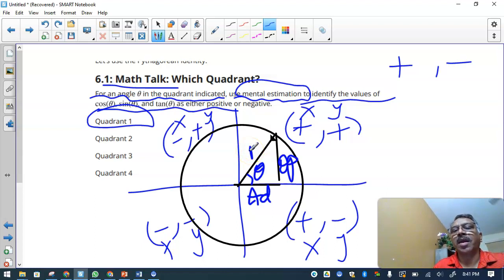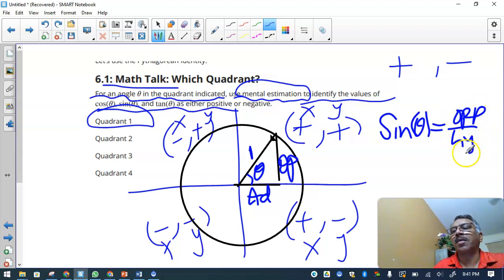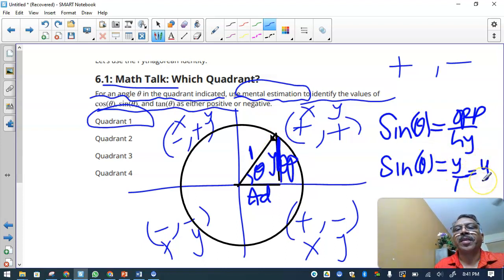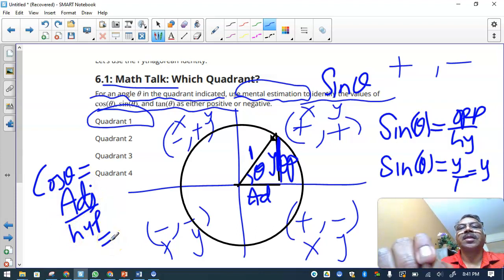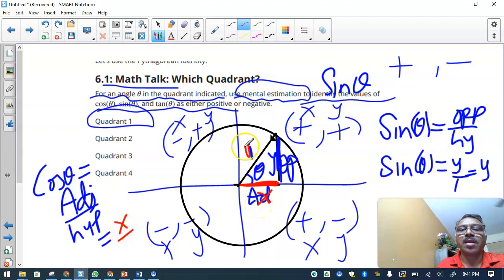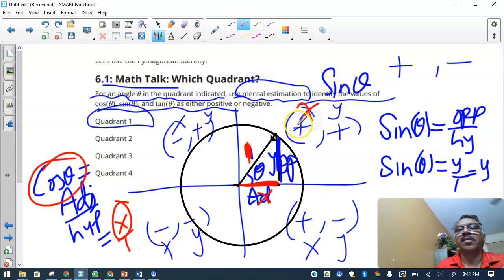Last time I showed you, just a quick reminder, sine theta is opposite over hypotenuse, and here the opposite is y. So it's y divided by 1, which is y. That means y is sine theta. And cosine theta is adjacent over hypotenuse. The adjacent is x, divided by the radius, which is 1. So x is cosine theta.